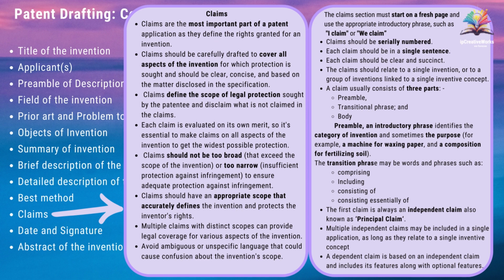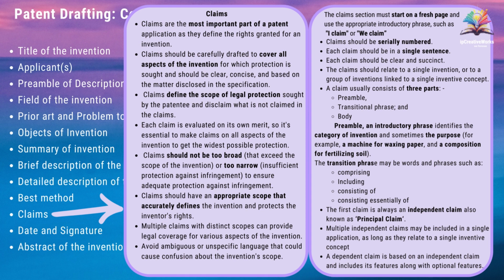Claims should not be too broad, that exceed the scope of the invention, or too narrow, giving insufficient protection against infringement, to ensure adequate protection against infringement. Claims should have an appropriate scope that accurately defines the invention and protects the inventor's rights. Multiple claims with distinct scopes can provide legal coverage for various aspects of the invention. Avoid ambiguous or unspecific language that could cause confusion about the invention's scope.